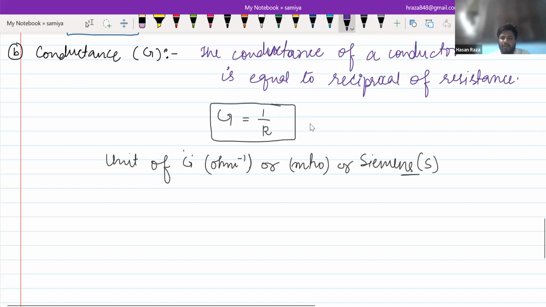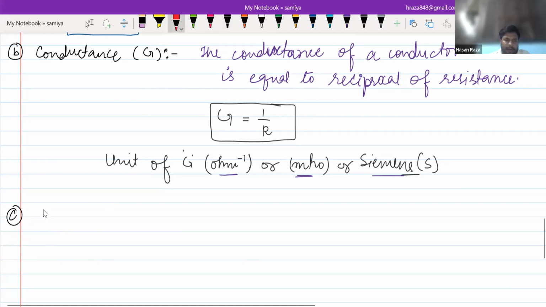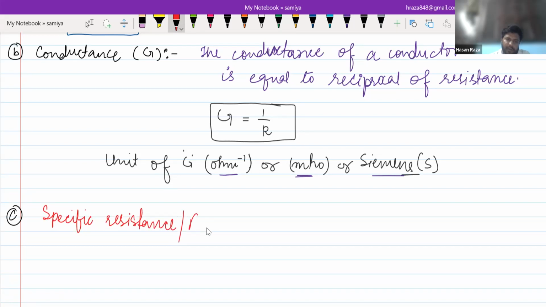So what is the difference? There is no difference. Basically, the unit is per ohm, and per ohm is also known as mho, and also known as Siemens, which is denoted by S. They are all units of conductance. Is that clear? Yes, sir. Very good. Just write it and write another term, that is specific resistance, or you can directly call it resistivity, and we denote it by rho.